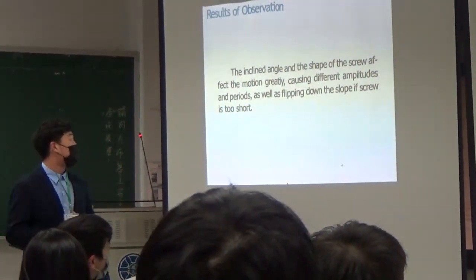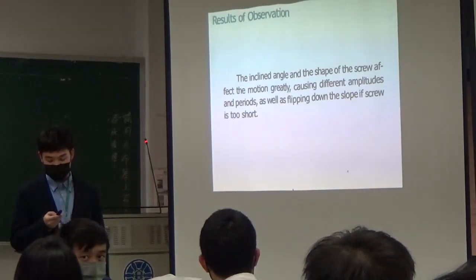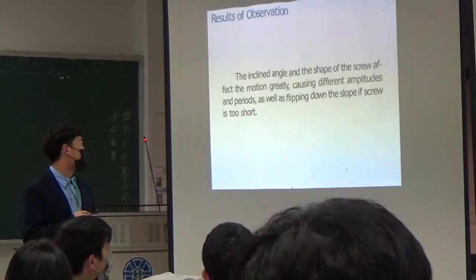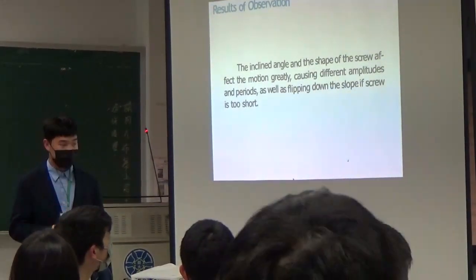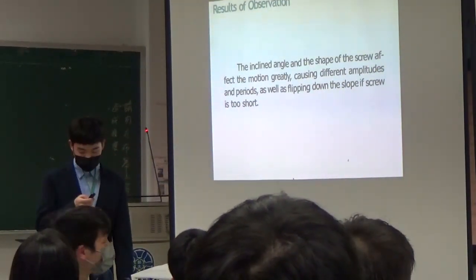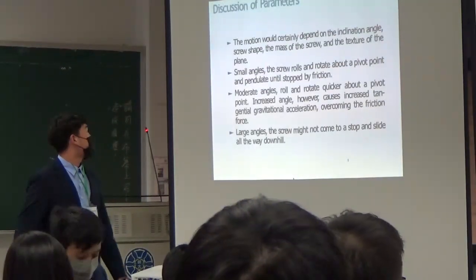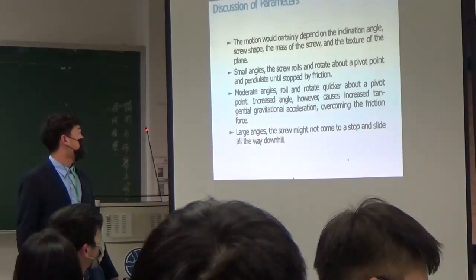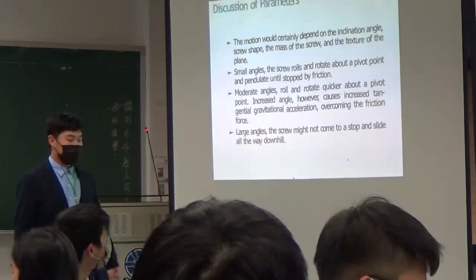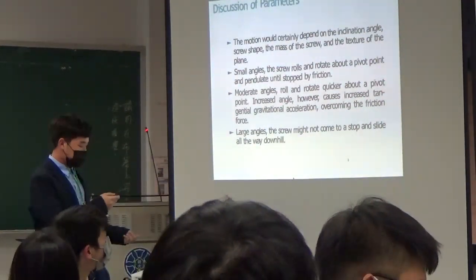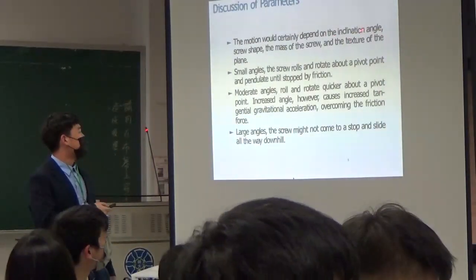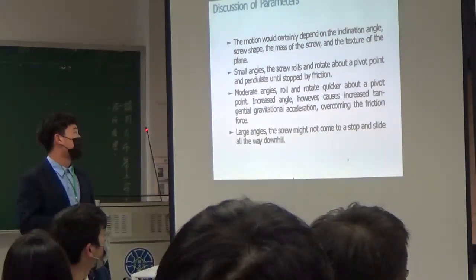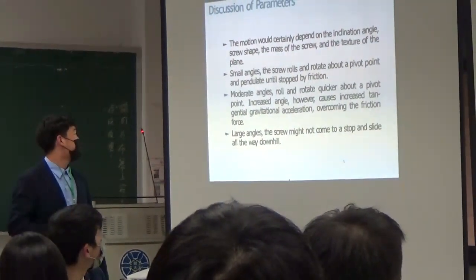Okay, it's our result of observation. The inclined angle and the shape of the screw affect the motion greatly. This is our discussion of parameters. The motion will be affected by inclination angle, screw shape, the mass of the screw, and the temperature of the plane.